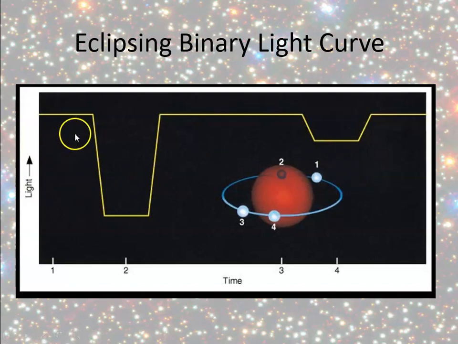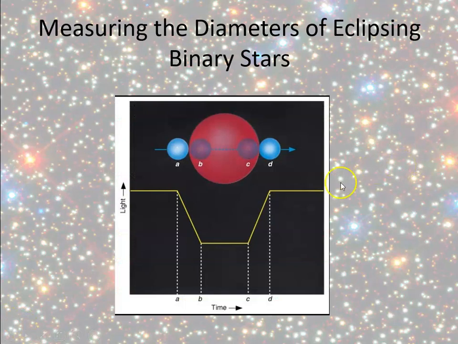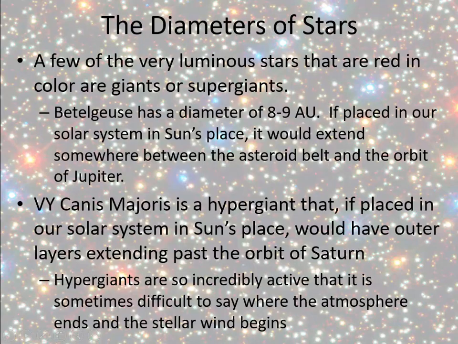But based on how quickly the dimming occurs and how long it stays dim, you can determine the diameter of each of the stars in an eclipsing binary system. So that idea is kind of summarized right here. And here it is again in pictorial form. The time that it takes to go from brightest to dimmest in this perfectly edge-on example will allow you to determine the diameter of the small star in this system. How long it stays dim allows you to determine the diameter of the large star in this system.